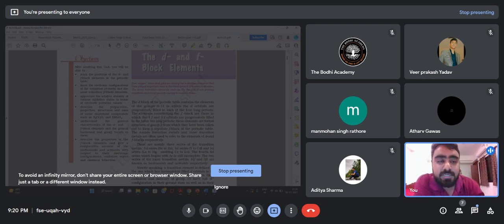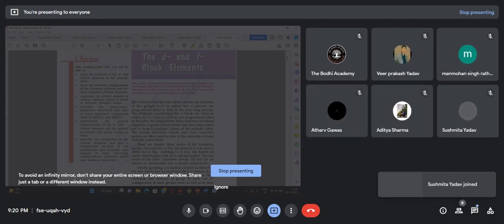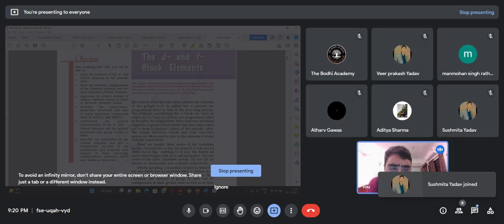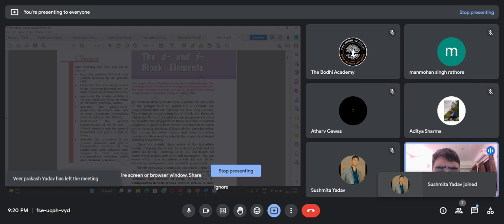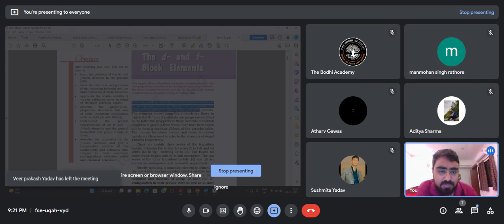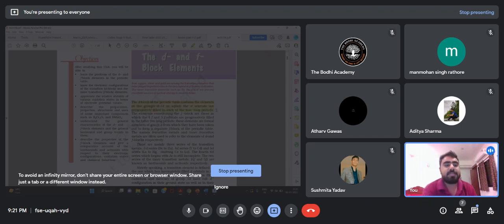So as you can see in your periodic table, the D block of the periodic table contains the elements of the groups 3 to 12 in which d orbitals are progressively filled in each of the four long periods. Basically, in your periodic table you can see groups as well as periods, right?